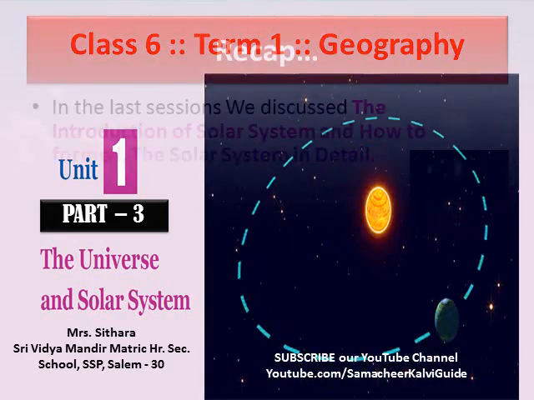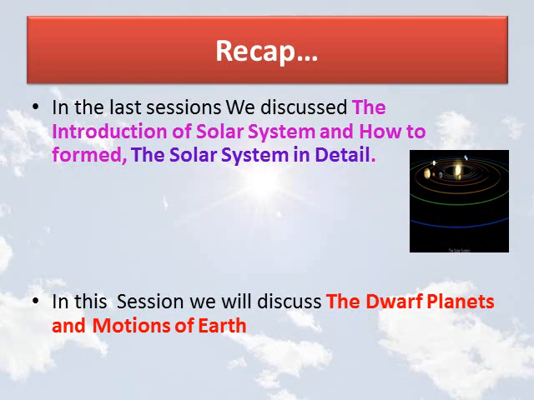Dear children, before going into today's session, let us have a recap of what we did in the last sessions. We discussed the solar system. We know that the solar system came into existence by a collision, a massive explosion called the Big Bang. Numerous stars and celestial bodies came into existence by that. These celestial bodies together are called the universe, or otherwise known as cosmos. So the study of the universe is called cosmology.